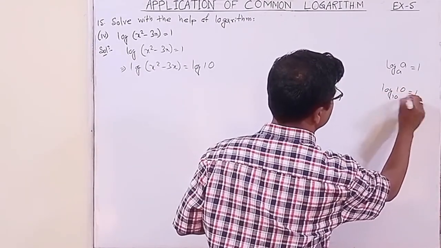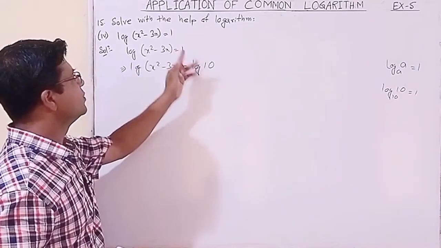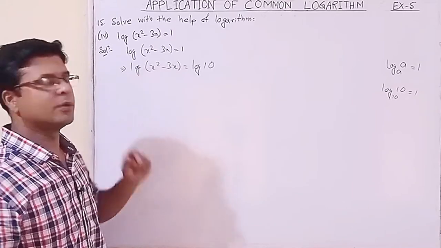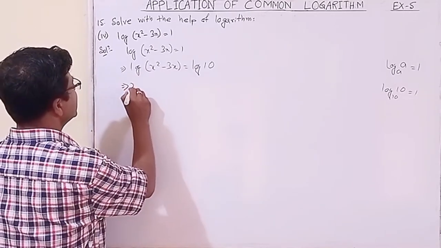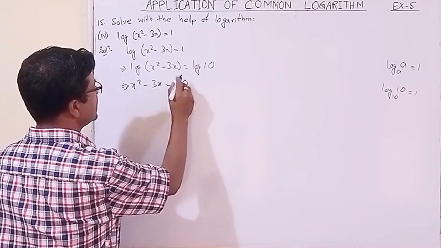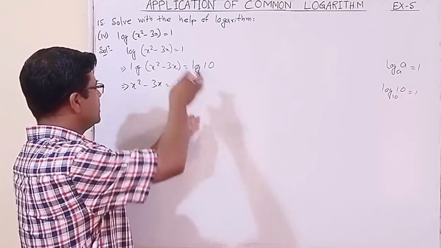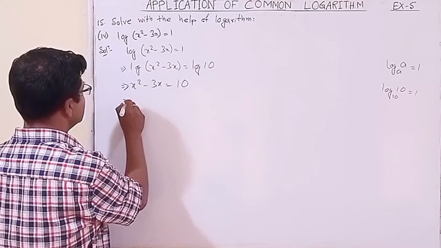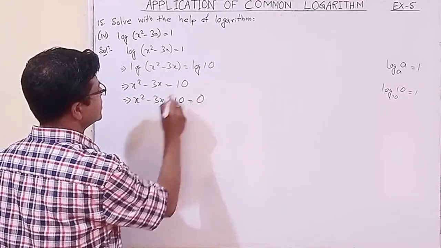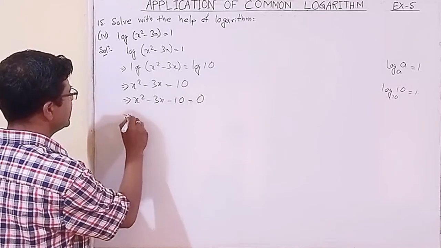So the base is always 10, so log 10 is equal to 1. So in place of 1, directly we are writing log 10. What we do, let us remove log from both the sides. So what we get, x square minus 3x, on this side what will be left, 10. Next step, this 10 we should bring to the left hand side, x square minus 3x minus 10 is equal to 0.